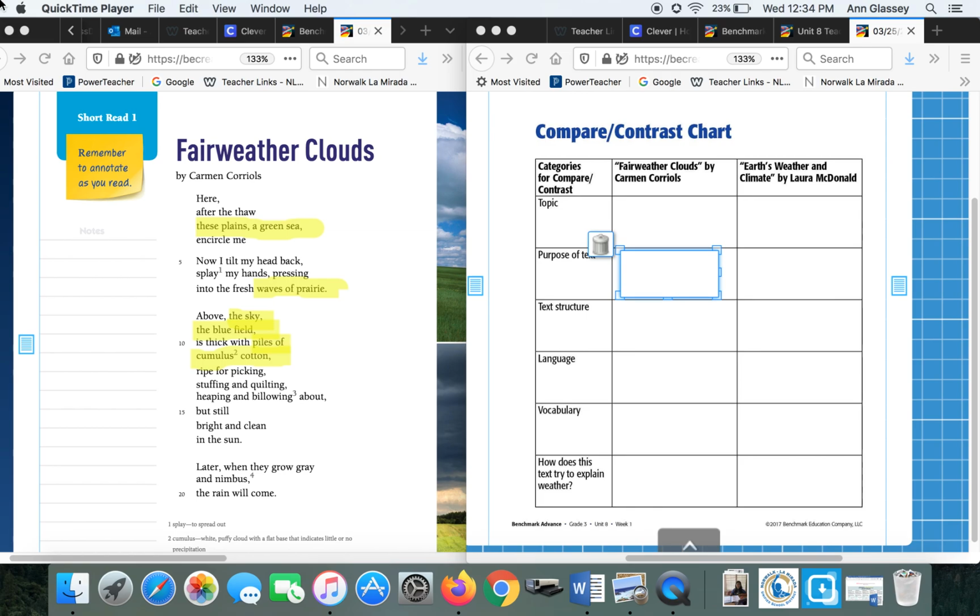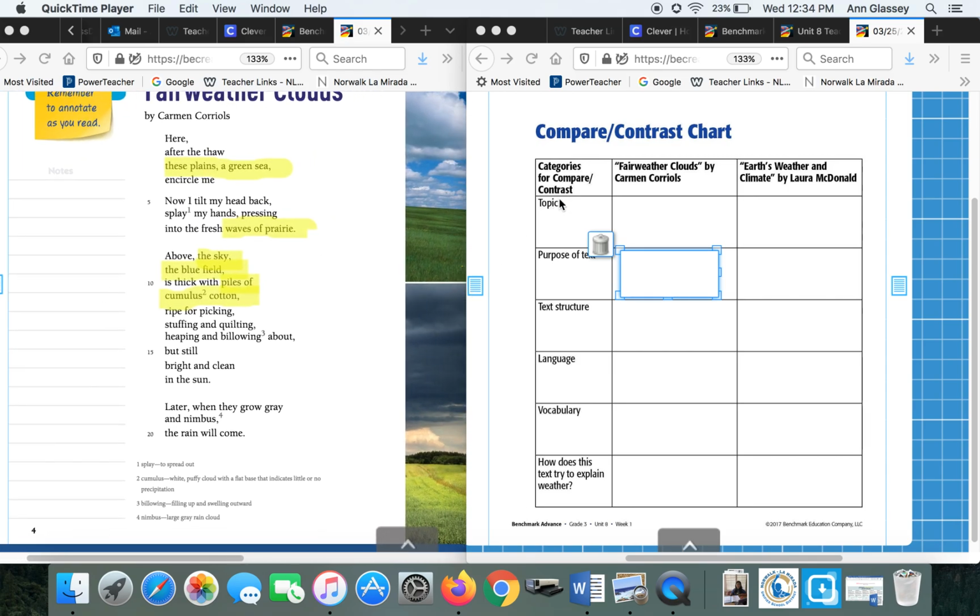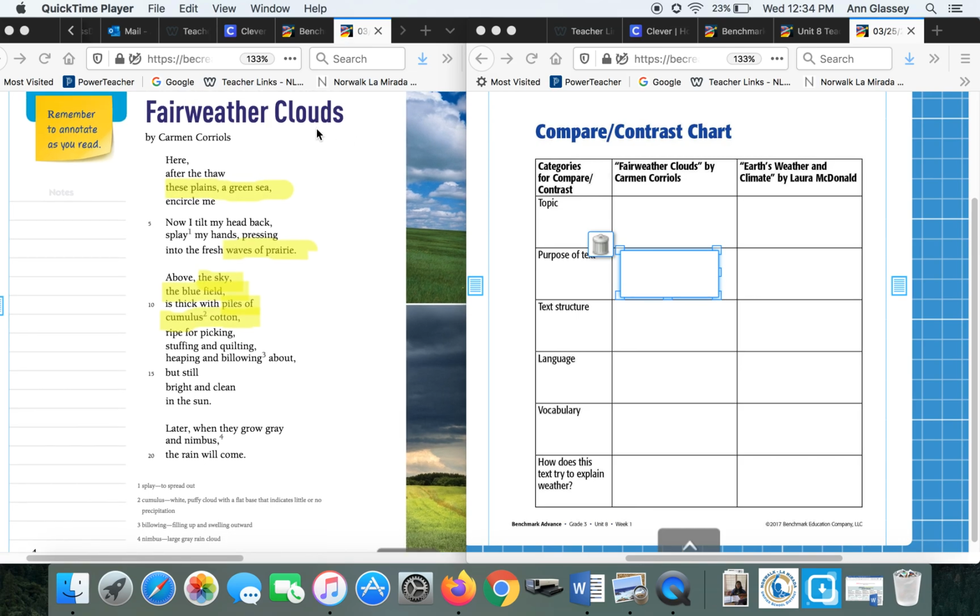First, turn to page 4. On your paper from home, write the word topic and just put FC at the top for fair weather clouds, FC. And then EW in the next column for Earth's weather. You don't have to write the words out.